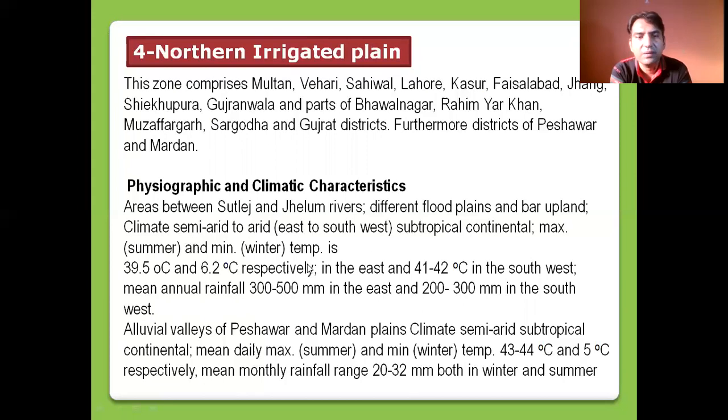Subtropical continental, with maximum rain in the summer, while minimum in the winter. So this is mostly in the area between the Sutlej and the Jhelum rivers, which are also called the tributaries of Pakistan, different rivers. So you can see here the rainfall condition. Because the alluvial valleys of Peshawar and Mardan plains have a semi-arid subtropical continental climate. So we'll also see what type of crops are produced here.